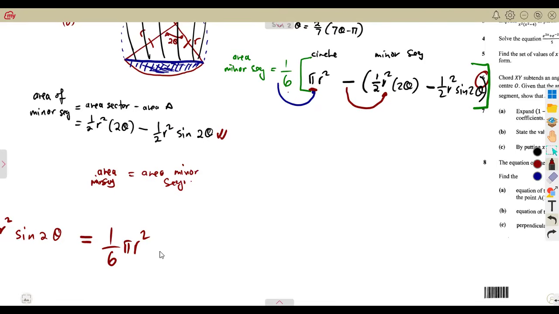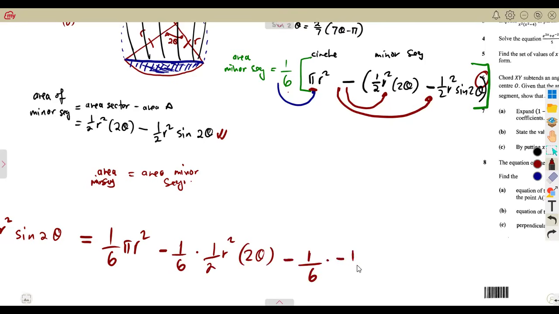All right, or let me just put it this way. Minus 1/6 times 1/2 r squared 2 theta, so that you do not have a confusion here. The 1/6 also multiplies here, but take note the minus must multiply, so it's minus, and the 1/6. So it's going to be minus 1/6 times the minus 1/2 r squared sine 2 theta, like this. So this one is already having a negative, but the 1/6 must carry a negative also to enter that bracket.